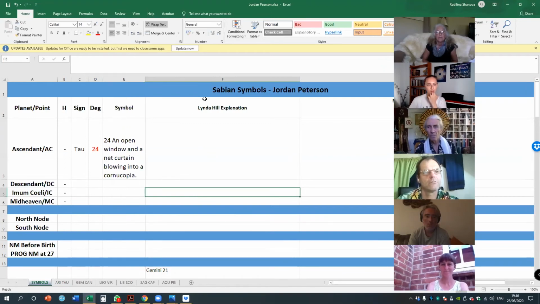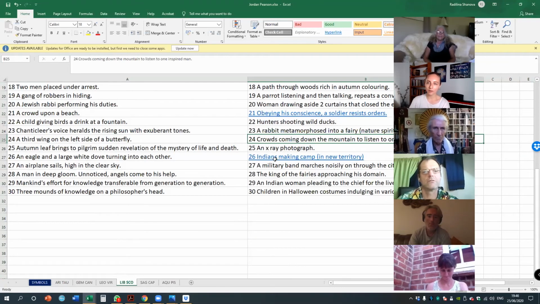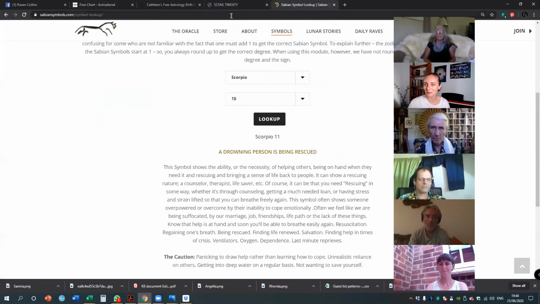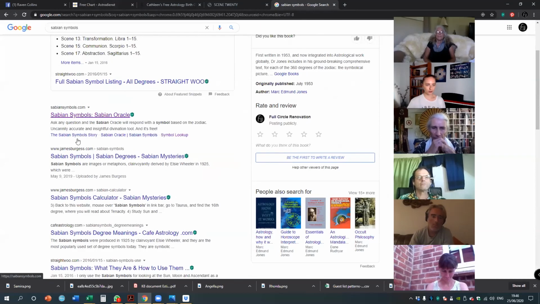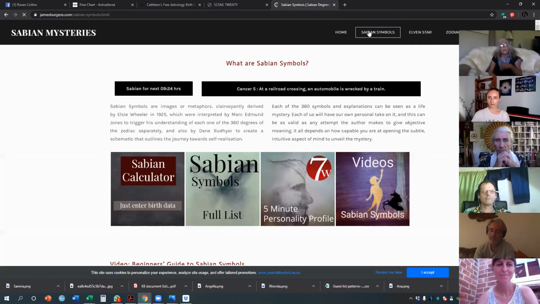Wow. And then next one, descendant will be obviously Scorpio 24. So now I go to here and I find it. Yeah. Scorpio. So these descriptions I took from James Burgess, because Dwayne mentioned there is another website you find when you look for Sabian symbols. We're already turning this into a Sabian symbol talk. But anyway, so Sabian symbols, just in Google, there is also this website, which is also quite good. Yeah. How did we get here?